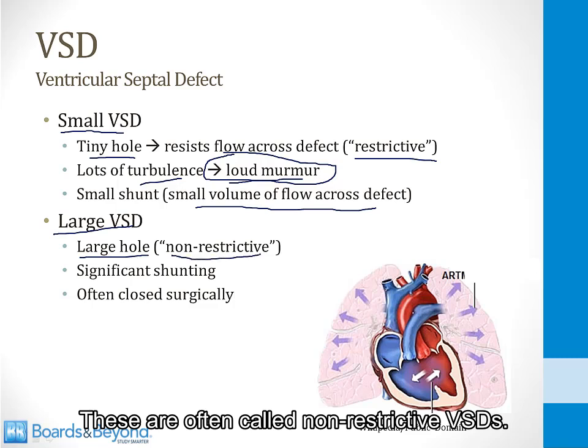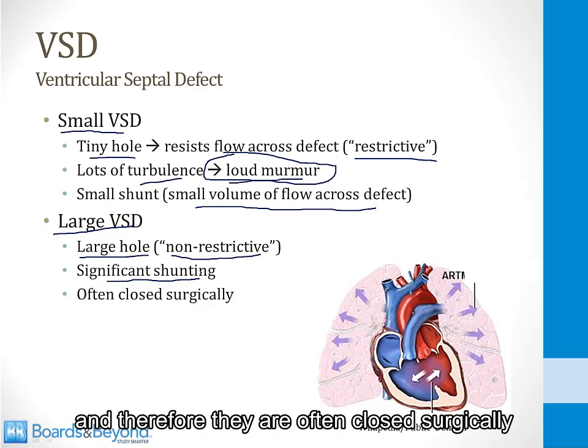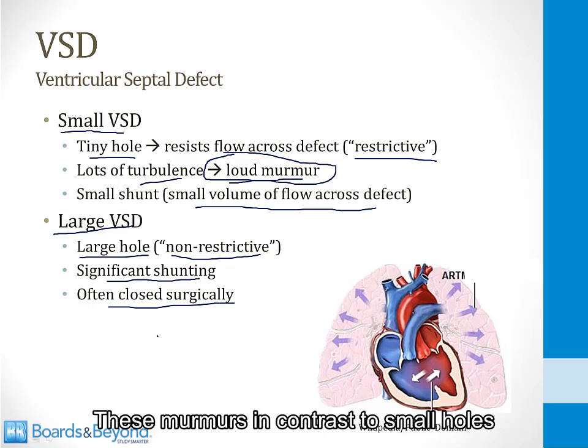In contrast, large VSDs represent a large hole in the ventricular septum. These are often called non-restrictive VSDs. These allow a significant amount of shunting, and therefore they are often closed surgically to prevent volume overload and right heart failure. These murmurs, in contrast to small holes, often don't cause a very loud murmur.